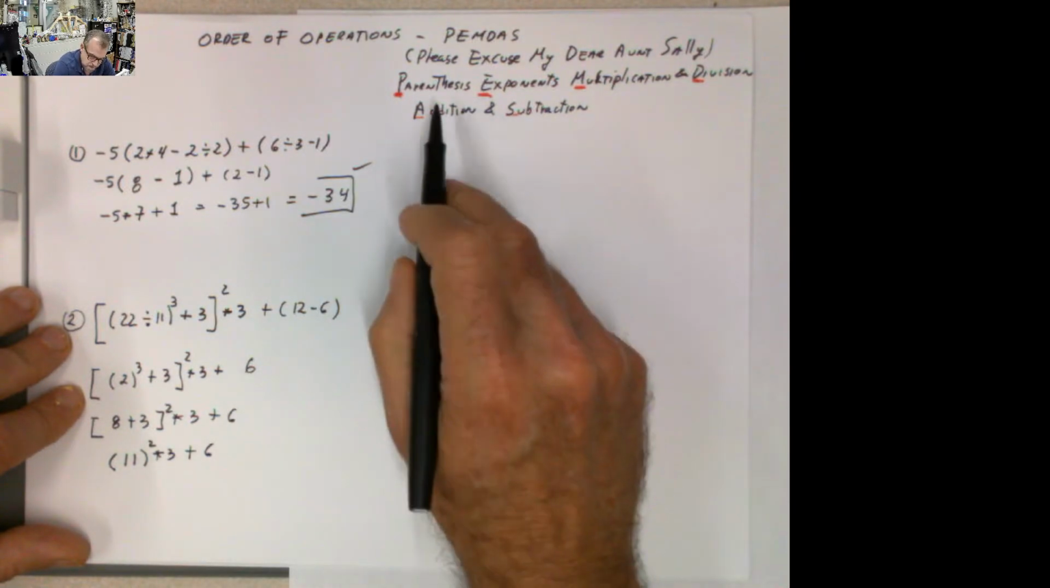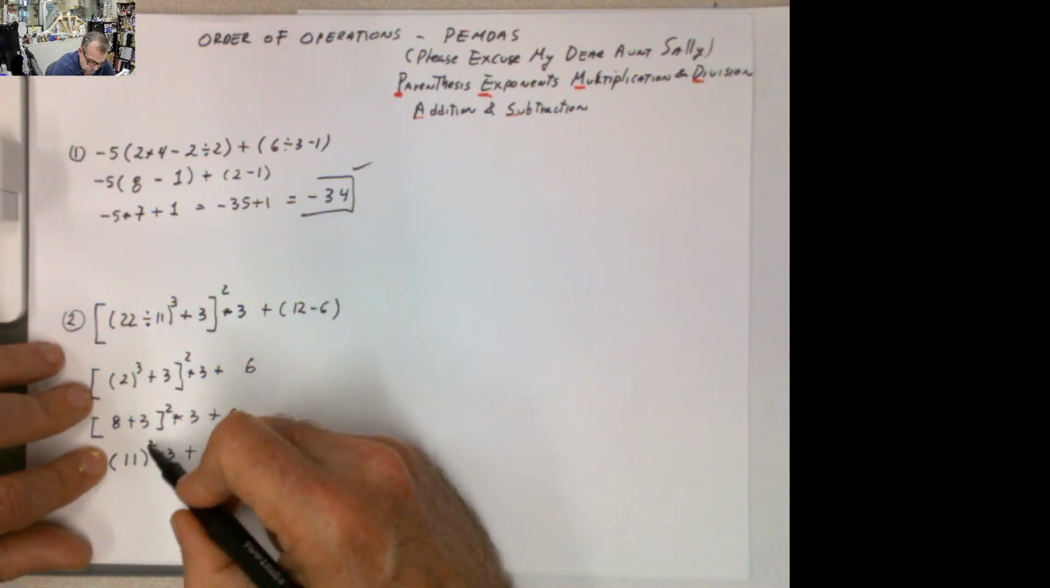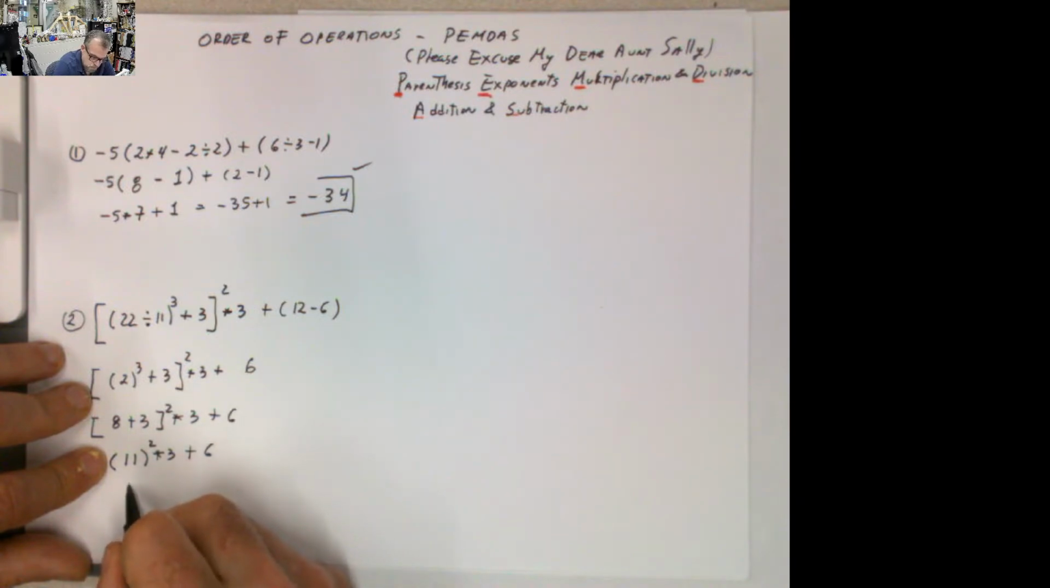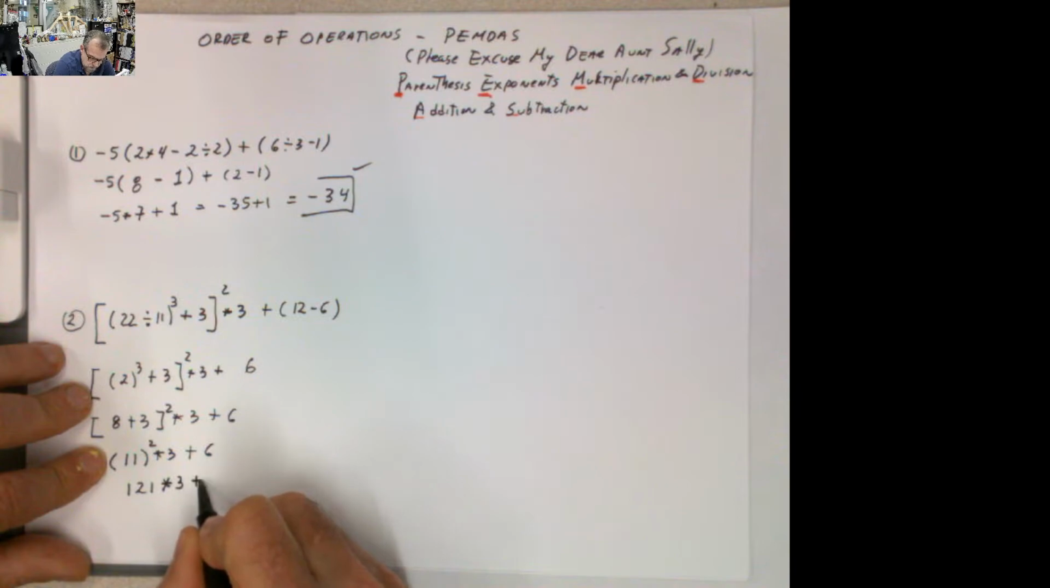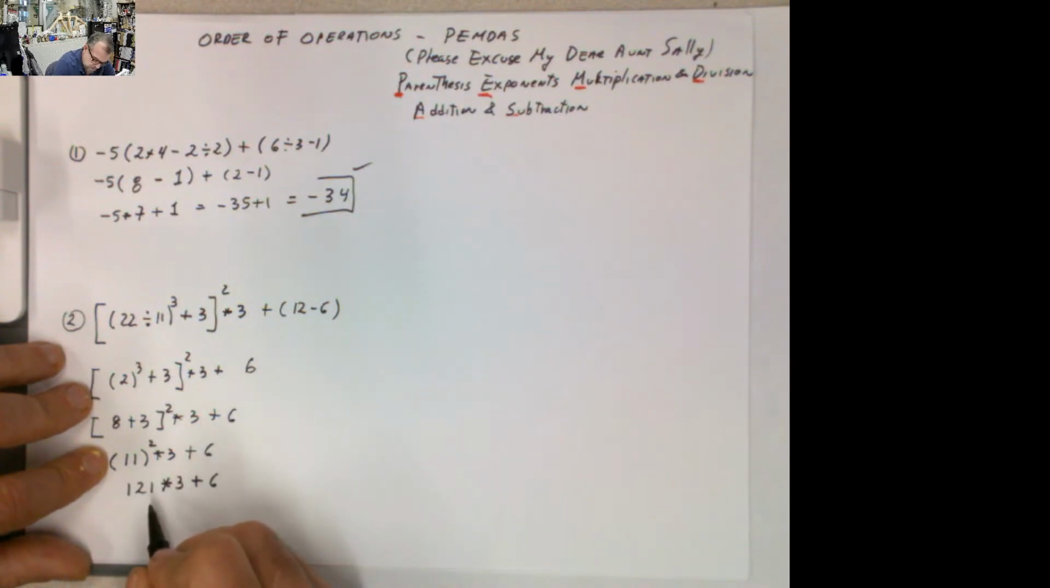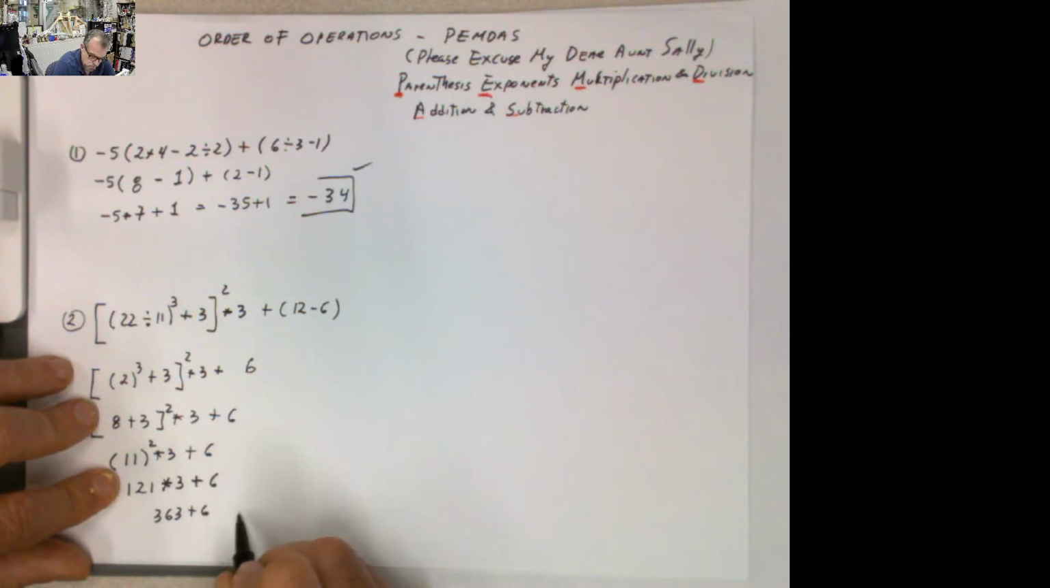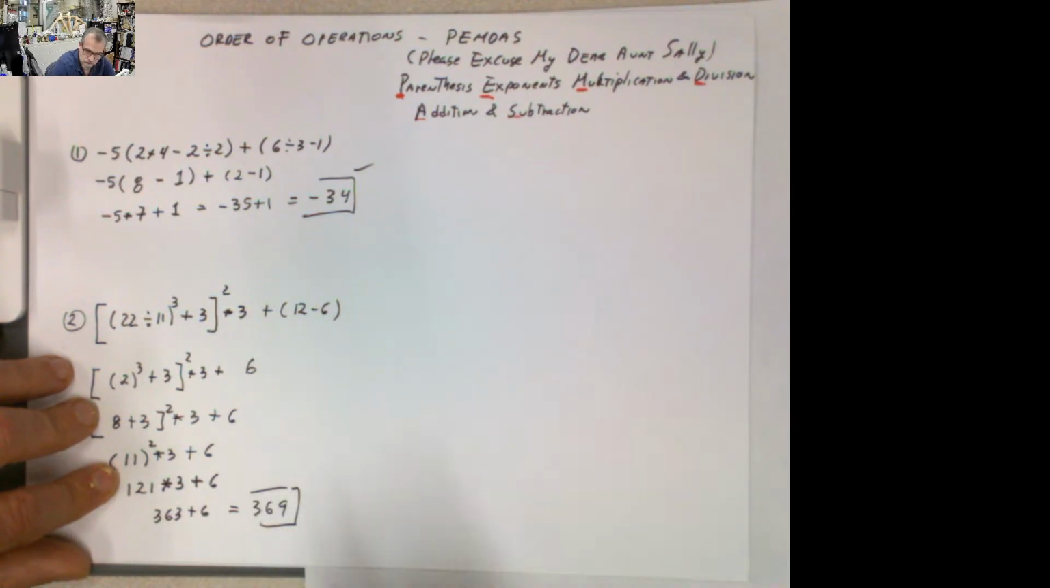And you apply PEMDAS again. Now you have to solve this exponent first. 11 squared is 121, times 3 plus 6. And you apply PEMDAS again. Then you have to do the multiplication first and then the addition. This is 363 plus 6. And now you do the addition, 369. And that will be your answer for this expression.